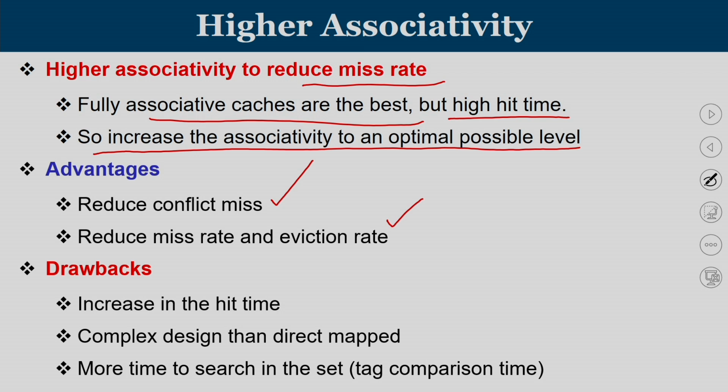And what are the drawbacks? Once you move to higher associativity, it will increase hit time, and it's a slightly complex design because you have to perform parallel tag matching and then the word selection, and you will take more time to search in the set because tag comparison time is slightly more.